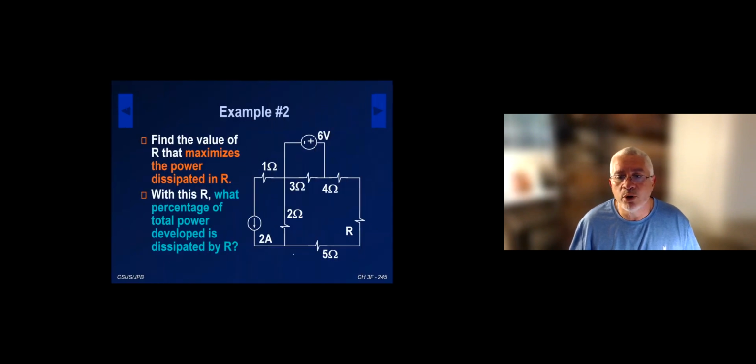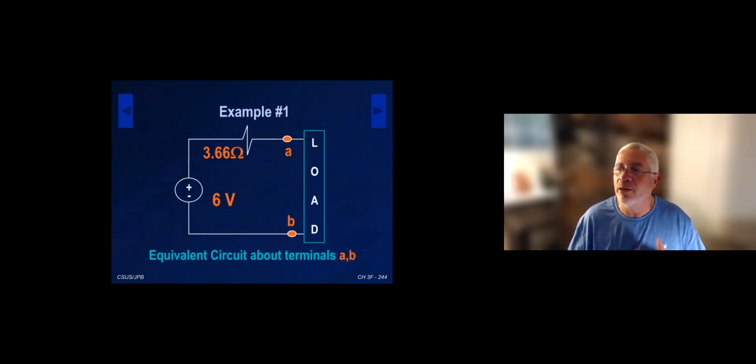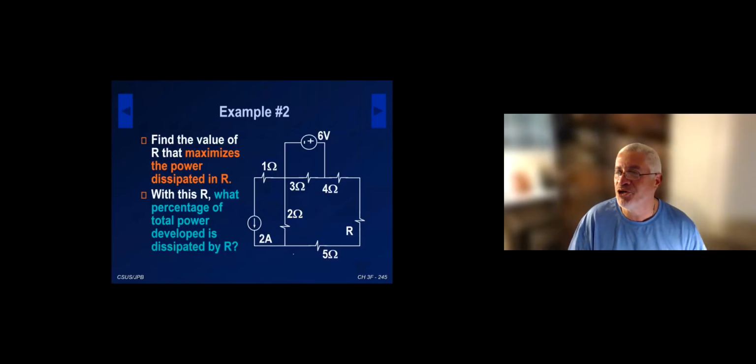So let's look at example 2. Example 2 reaches out a little bit to show why we need the model. In example 1, we essentially just found the model. Example 2 gives you a little bit of a purpose here. That's why I like example 2. It says, I have this circuit that has a resistor R. I want to know what is the value of the resistor R that would maximize the power dissipated in the resistor R.